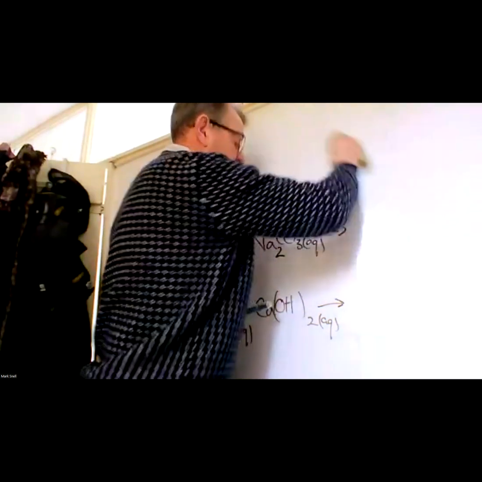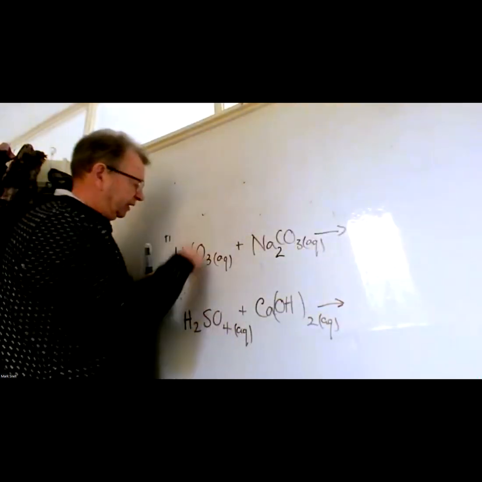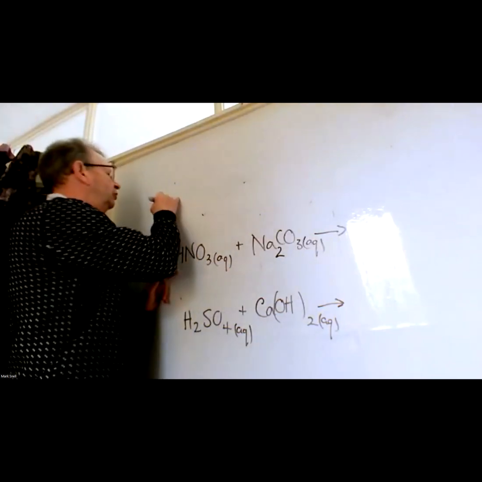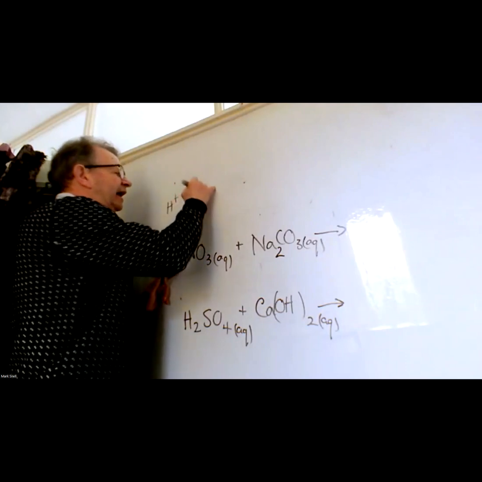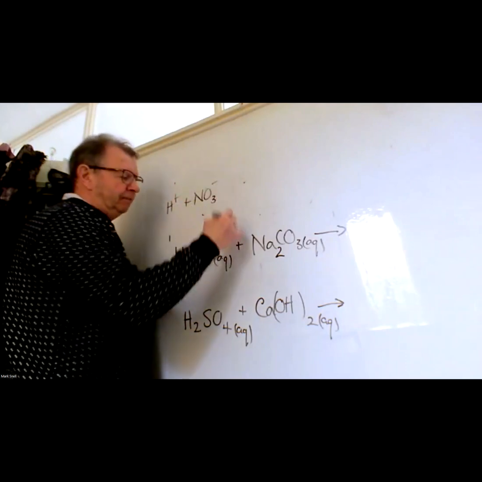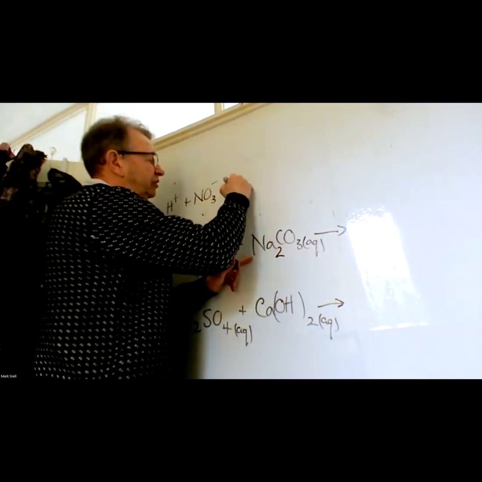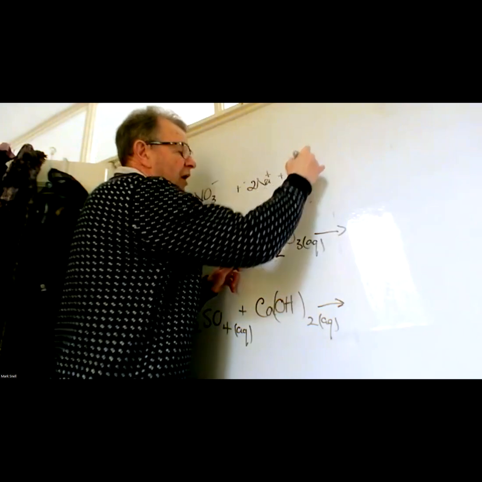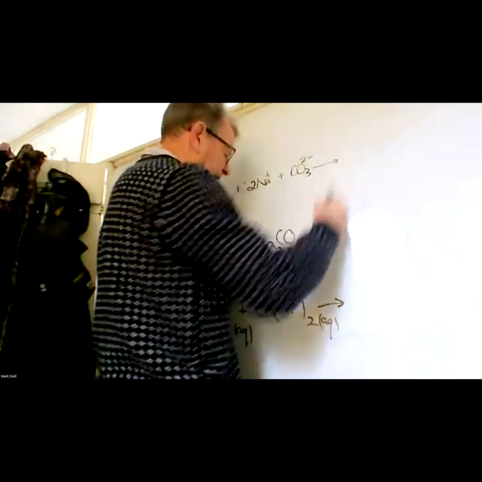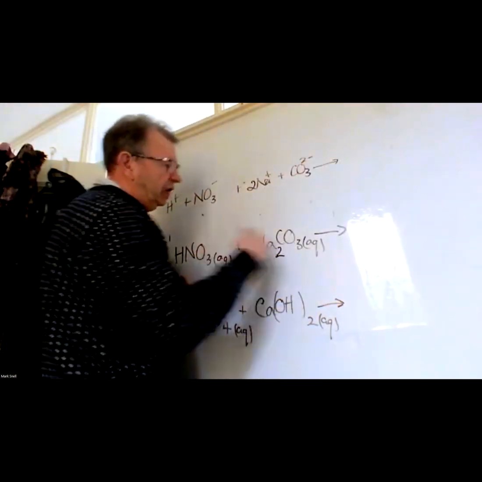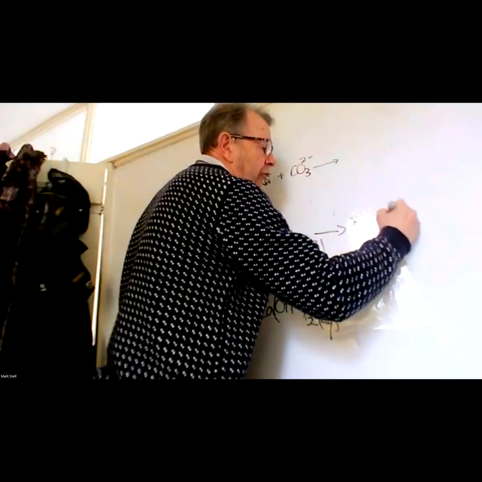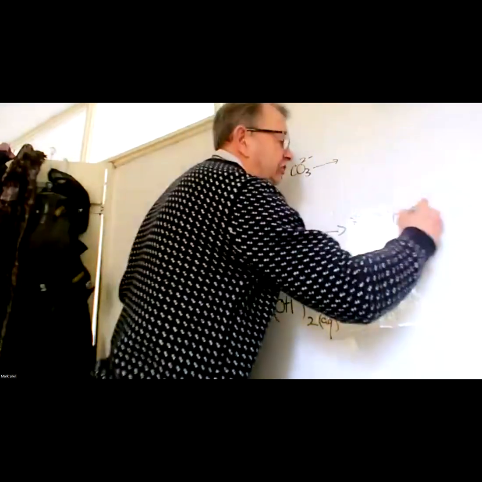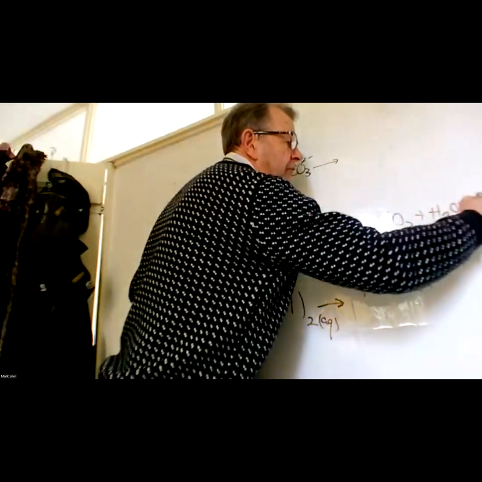Second one. Again, they split up. I'll write it up here. This one, AQ, splits into H plus and NO3 minus. This is going to split into 2 Na plus and CO3 2 minus. And this is going to turn into sodium nitrate, NaNO3. Acid plus carbonate makes salt and water and carbon dioxide. So I've got water and carbon dioxide.